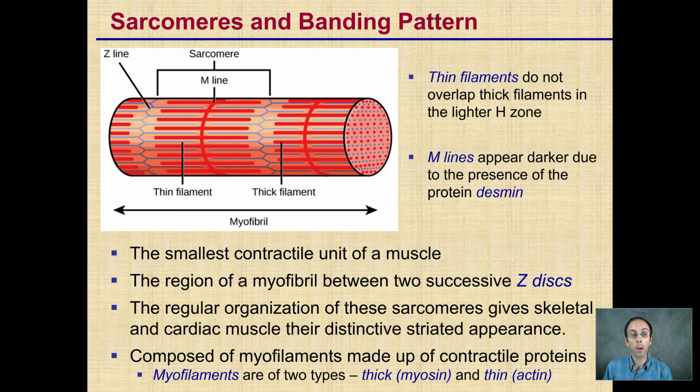These are the smallest contractile units of the muscle, in the region of the myofibril between two successive Z discs or Z lines, as we can see in this section within these muscle fibers. The regular organization of these sarcomeres gives skeletal and cardiac muscles their distinctive striated appearance. They're composed of those myofilaments made of contractile proteins, and those filaments are composed of the thick myosin and thin actin filaments. We see here the thin is represented by the blue and the thick by the red lines.